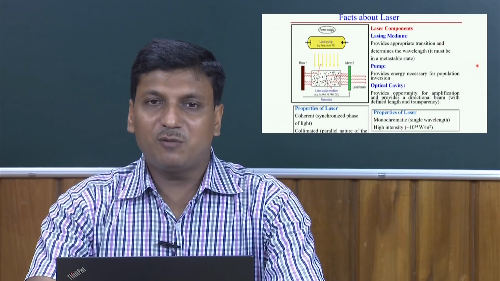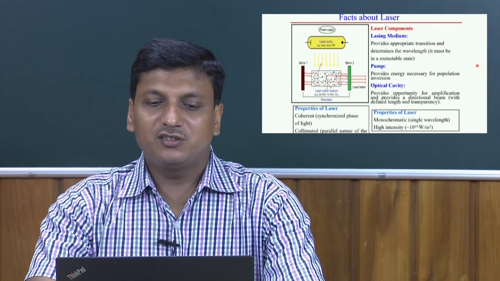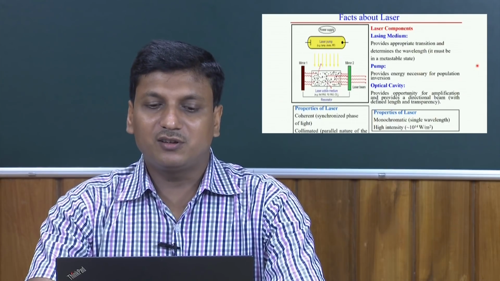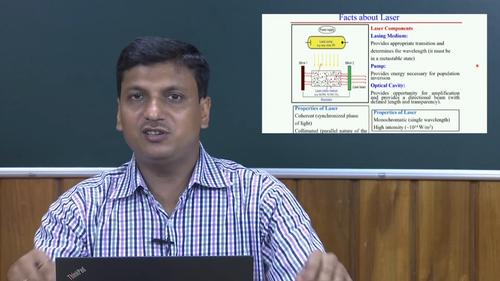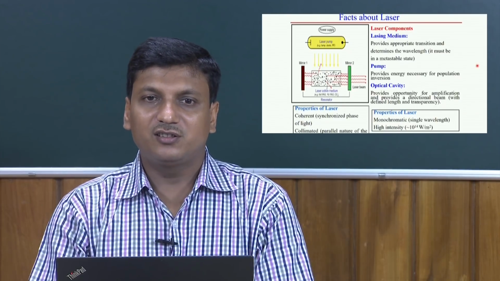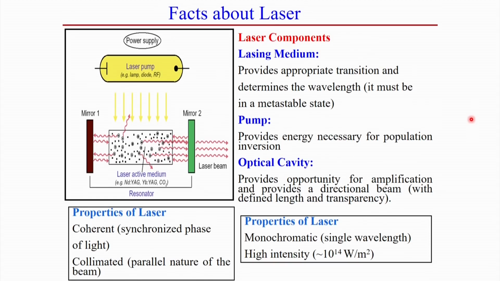And then the optical cavity, that means within the optical cavity there is an opportunity for amplification. It creates the directional beam, which is defined by the length and the wavelength, and the transparency has been defined in this zone. It comes out as coherent, that means synchronized phase of the light, and collimated, that means parallel nature of the beams, from this lasing medium, that means from the resonator, and then finally it is focused using some lens.